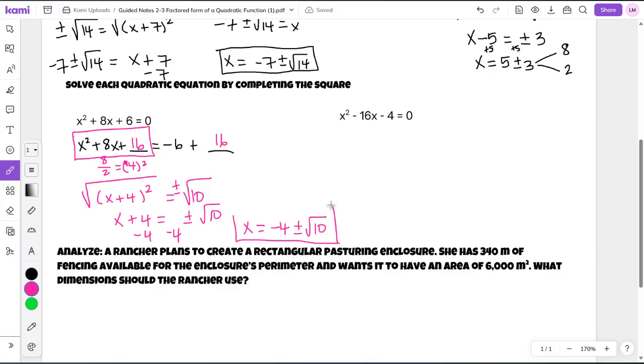All right, my two answers: negative 4 plus the square root of 10, and negative 4 minus the square root of 10, but we can leave it compact like that. All right, you can pause the video and try this one, or you can just roll through it with me.